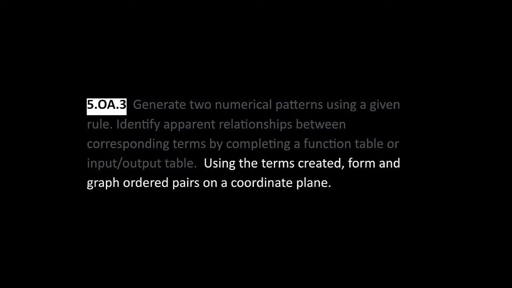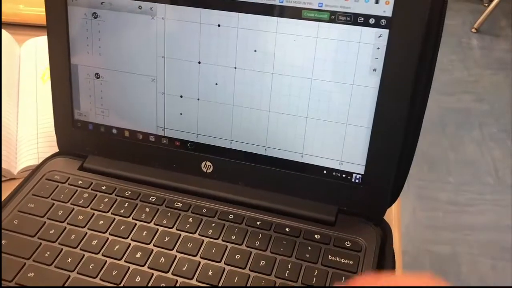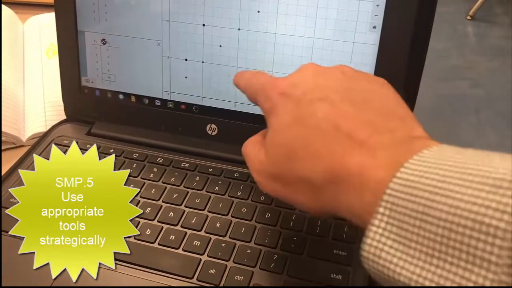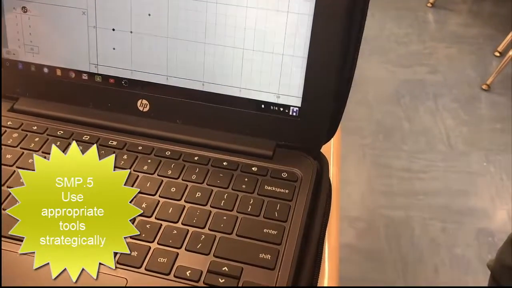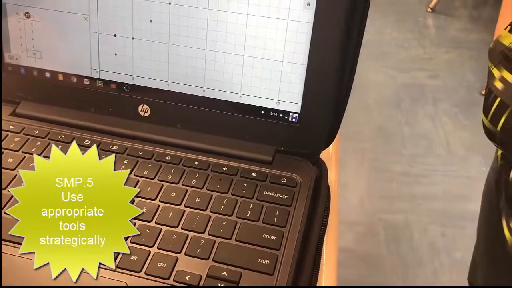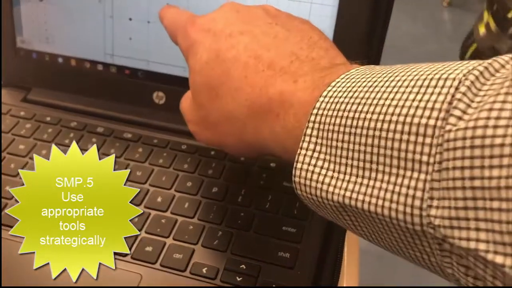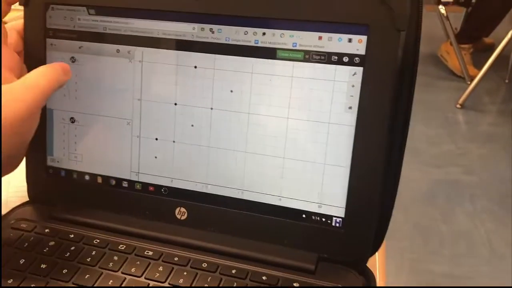And then to close out this lesson, we ask the students to take their ordered pairs that they created through their function table and place them in an online graphing calculator. They're using Desmos. I see that you've plotted these points here. What point is this right here? That's 3, 3. And what table is that? It's this table right here.